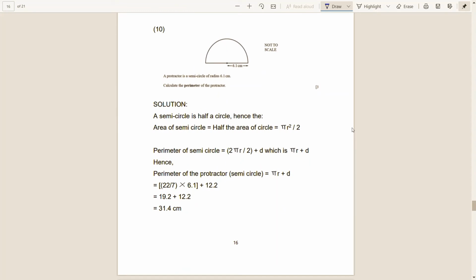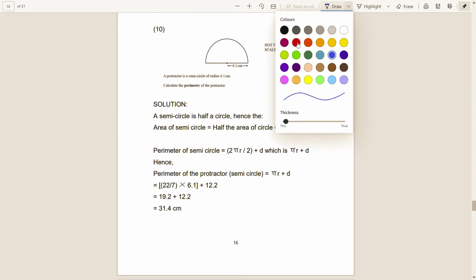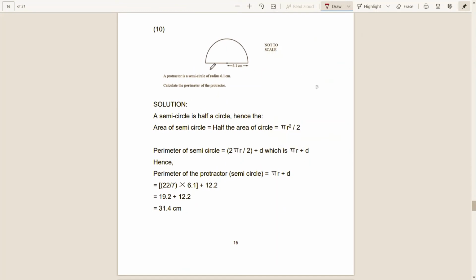Question number 10. Now, which diagram is this? This is a semicircle. When we continue this, exaggerate these lines, it will be a circle. Right? So what is a semicircle? Half of a circle. Where this is the radius, 6.1 centimeter. Calculate the perimeter of the protractor. It is denoted as semicircle in this diagram. Perimeter.